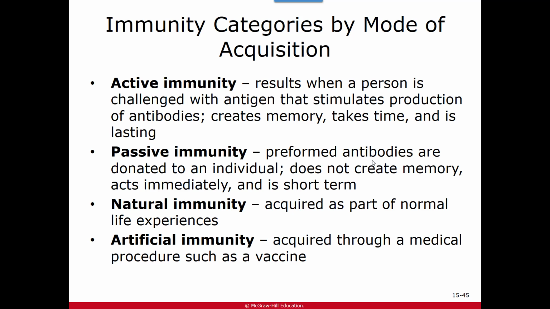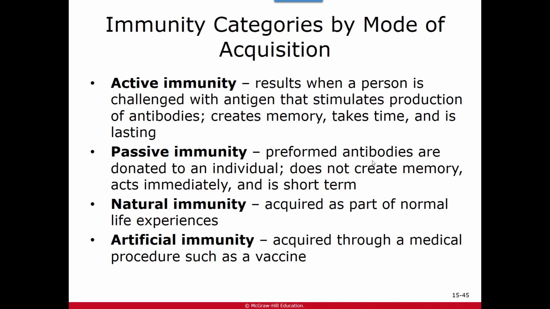A natural immunity means you acquired this antigen as part of normal everyday life. Artificial immunity is you were exposed to a particular antigen via a vaccine.